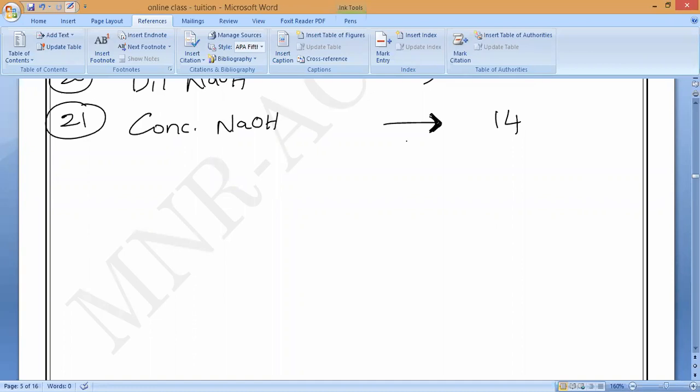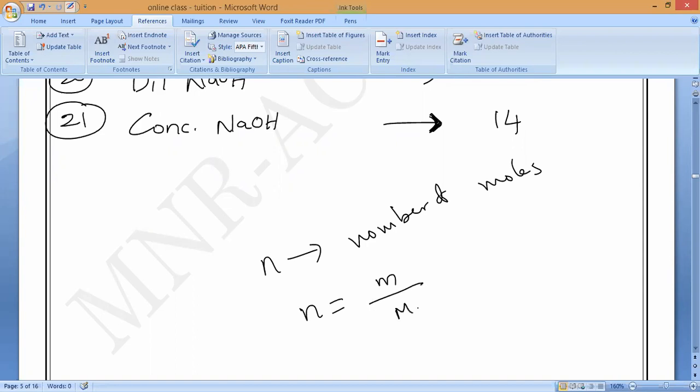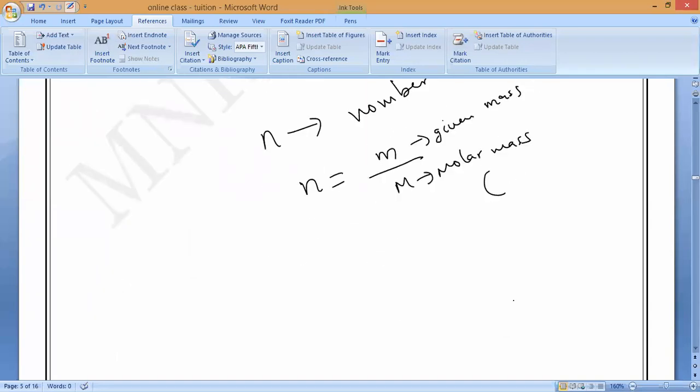Now you can write it. Remember, capital N is indicating the number of moles. Are you remembering? So number of moles is equal to given mass divided by molar mass. Molar mass means atomic mass in grams. Have you remembered or not? Yes, sir. Atomic mass in grams. That is what we should call this.